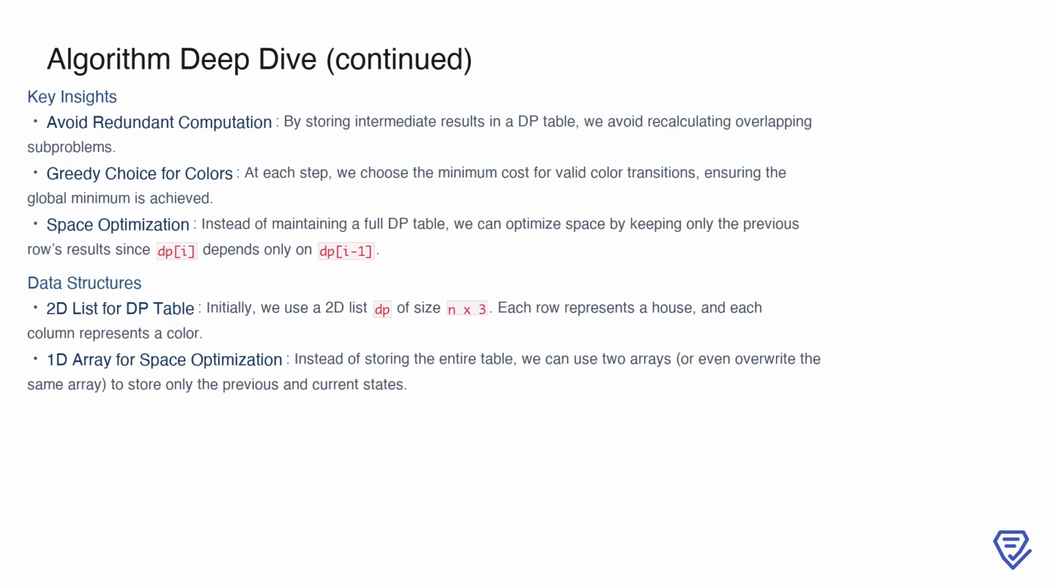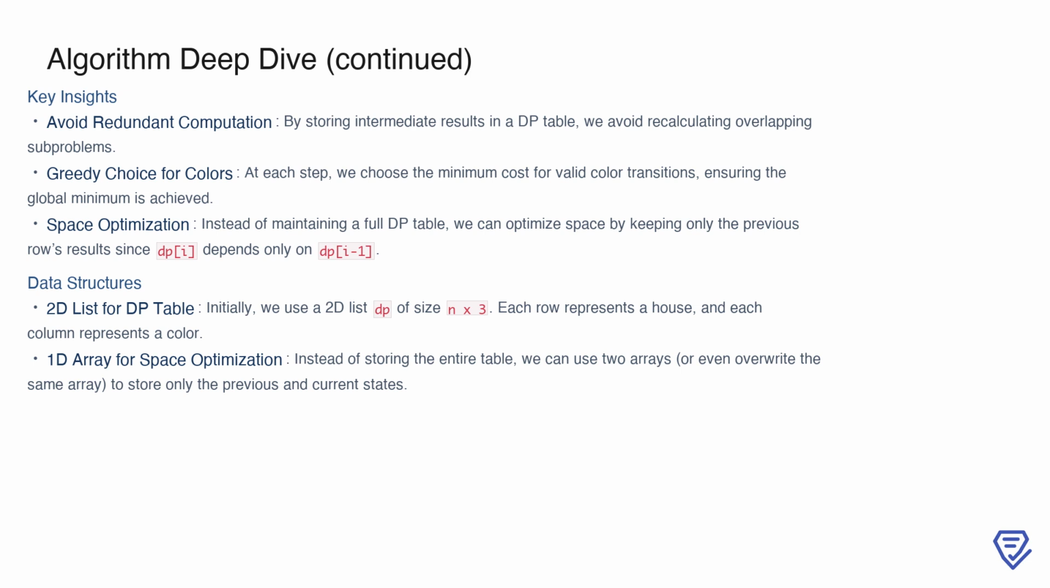There are a few key insights that make this algorithm efficient. First, by using dynamic programming, we avoid redundant calculations by storing intermediate results in a DP table, saving computation time. Second, the algorithm employs a greedy approach at each step by selecting the minimum cost for valid color transitions, ensuring that the global minimum is achieved. Third, while the standard implementation uses a 2D DP table, we can optimize space further.